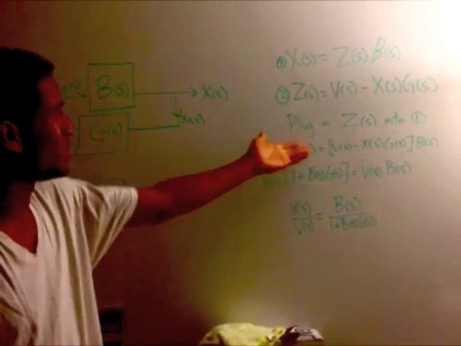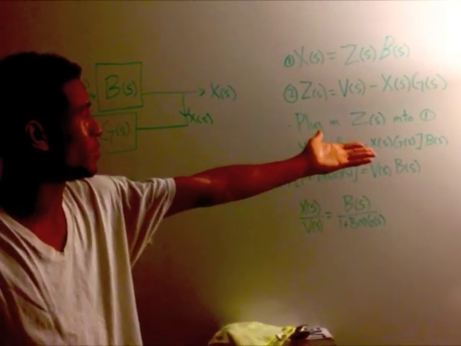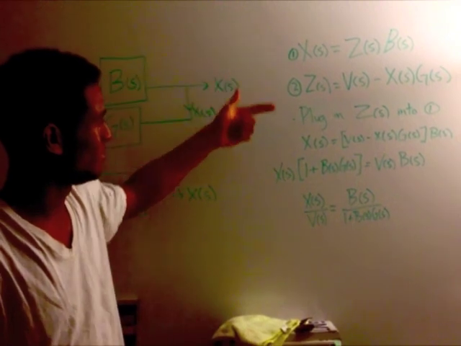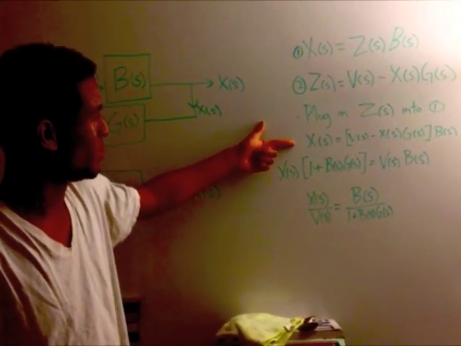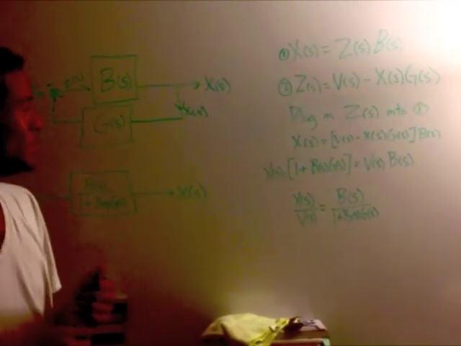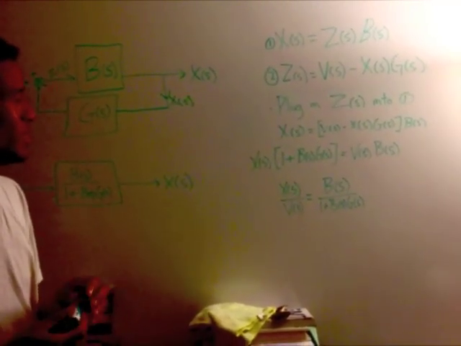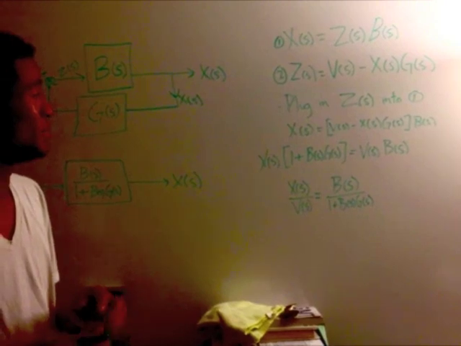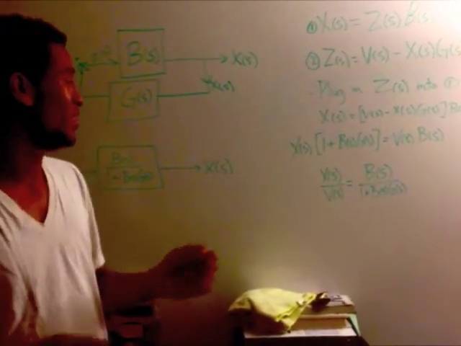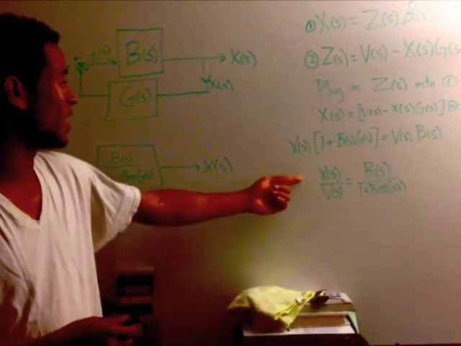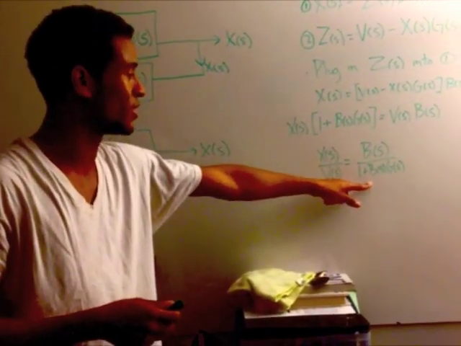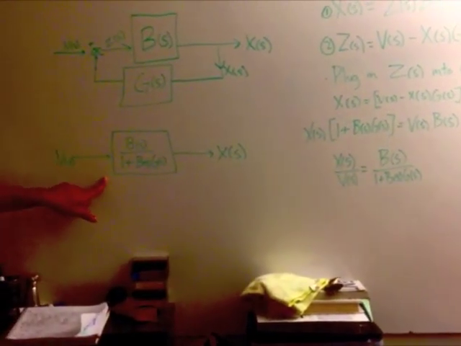The next step is just to plug in Z of S into equation 1. So we have X of S equals, parentheses, V of S minus X of S times G of S, close parentheses, times B of S. The next step is just simple algebra. So we solve for X of S over V of S to find the exact same transfer function that was described here.